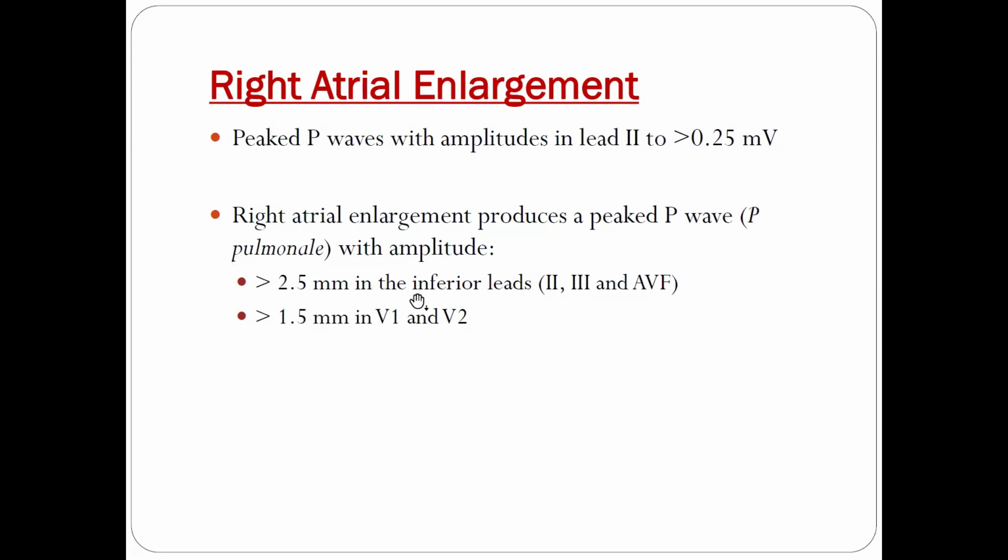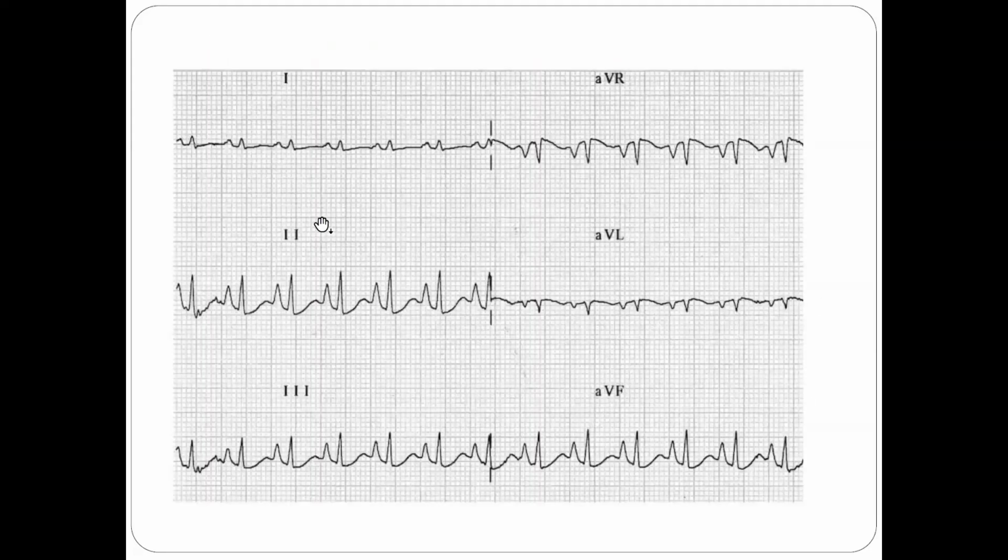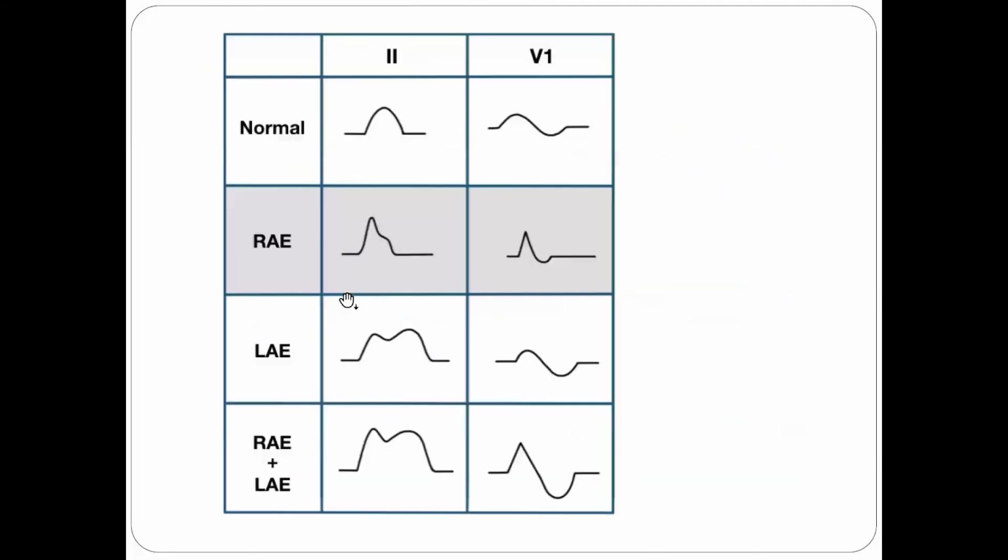So more than 2.5 millimeters in the inferior leads. On the ECG, each small square is 1 millimeter, and this is a whole large square. If the height is more than 2.5, you can see here more than 2.5 small squares, then it is suggestive of right atrial enlargement.